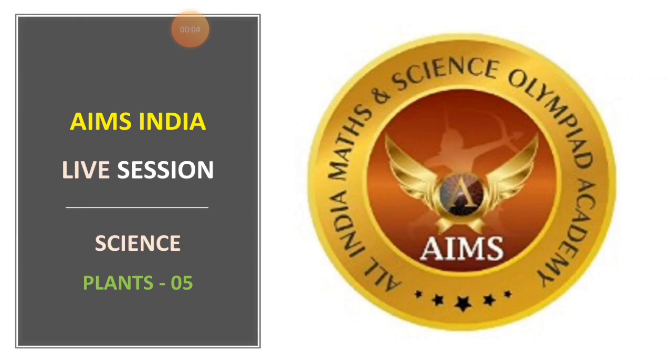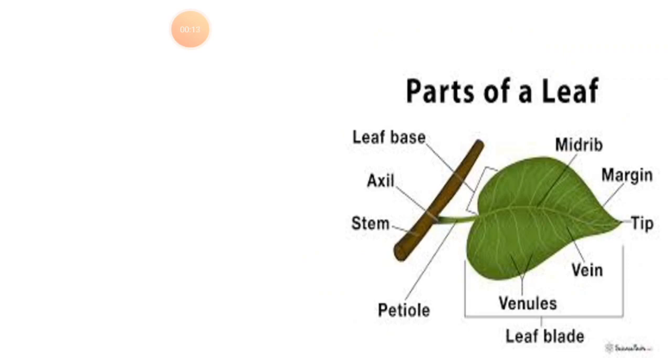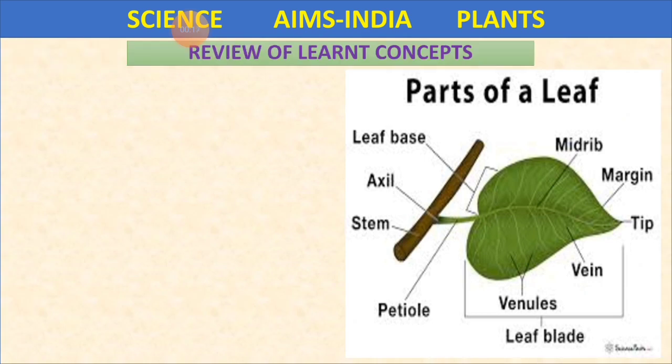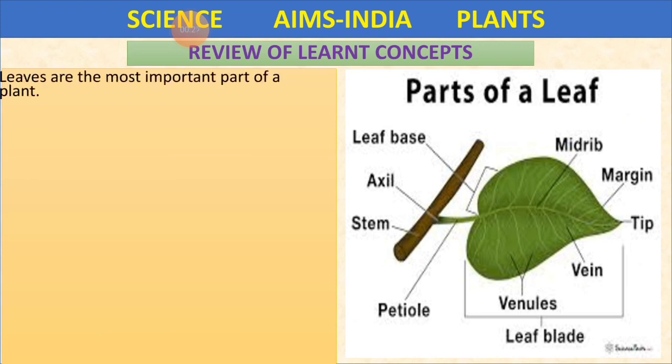So today in our science subject we are going to revise about plants and we'll learn some more concepts about plants. Okay children, so here we are talking about the parts of a leaf. You are seeing we have labeled so many parts of the leaf here, and we are going to just revise it and learn something more about the leaf here.